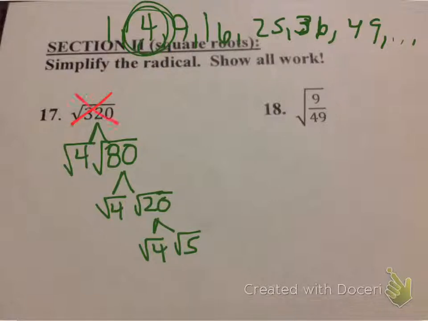Now, I'm not going to use 320 anymore because we broke it down. I'm not going to use 80 anymore because we broke it down. I'm not going to use 20 anymore because we broke it down. So what that leaves me with is the square root of 4 times the square root of 4 times the square root of 4 times the square root of 5.